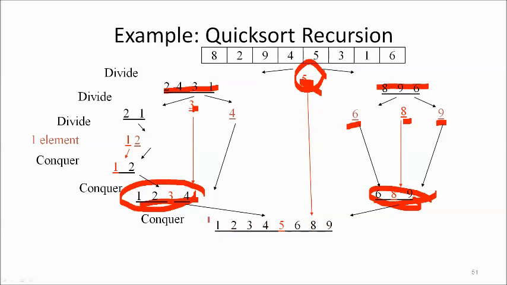Since the 1, 2, 3, 4 is already sorted, 5 is greater than 4, and 5 is less than 6, this is in the correct position already. And 6, 8, and 9, you just have to write it up. So that's why we arrive at 1, 2, 3, 4, 5, 6, 8, 9. Okay, so that's how quicksort recursion works.